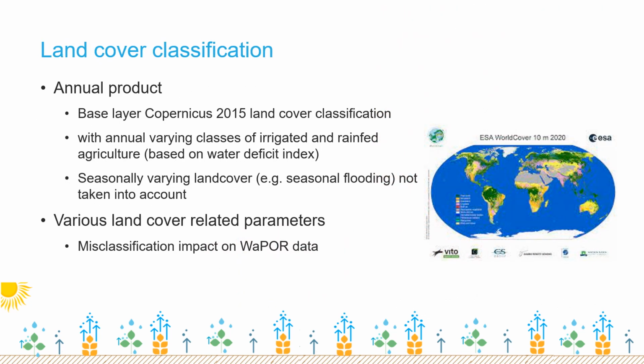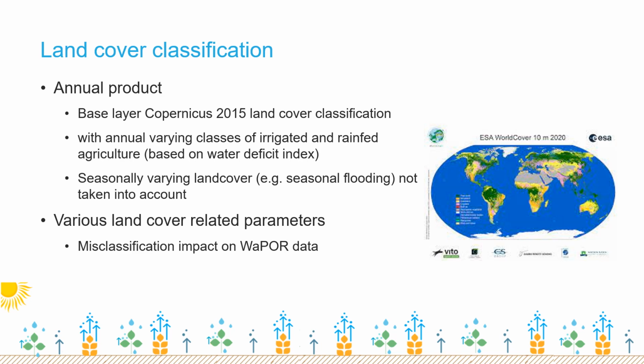One of the key input layers to the ET-Look model is the land cover classification. For version 3, the base layer is the Copernicus land cover classification for the year 2015. The yearly data available through the portal has an additional yearly varying split of the cropland class into irrigated and rain-fed crops using a water deficit index.